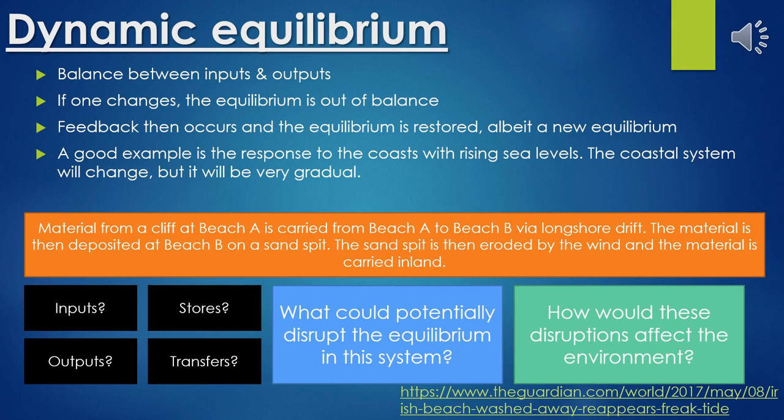There are quite a few good examples of dynamic equilibrium at the coast, particularly with reference, like I've put here, to rising sea levels. As sea levels get higher, chances are the amount of energy in the coastal system will get higher as well. So there'll be more erosion, but the change will be so gradual that everything will go back into a balance.